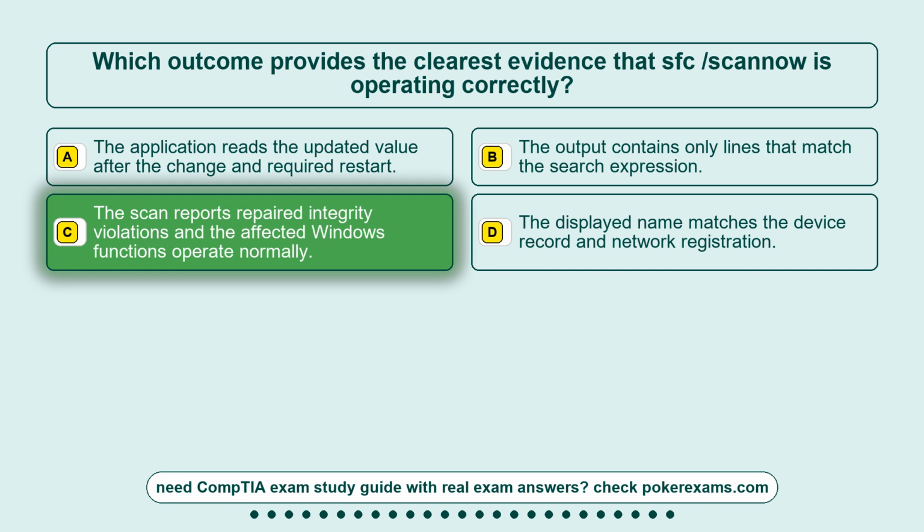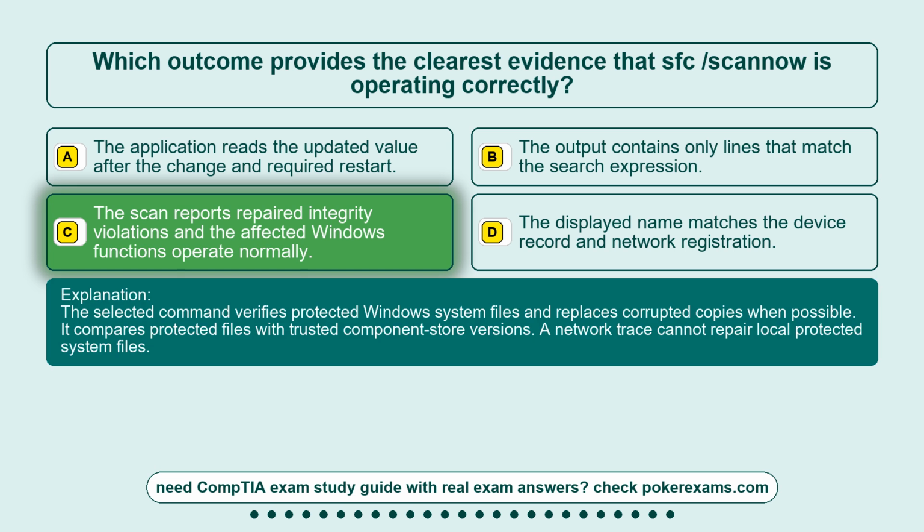The scan reports repaired integrity violations and the affected Windows functions operate normally. The selected command verifies protected Windows system files and replaces corrupted copies when possible. It compares protected files with trusted component-store versions. A network trace cannot repair local protected system files.